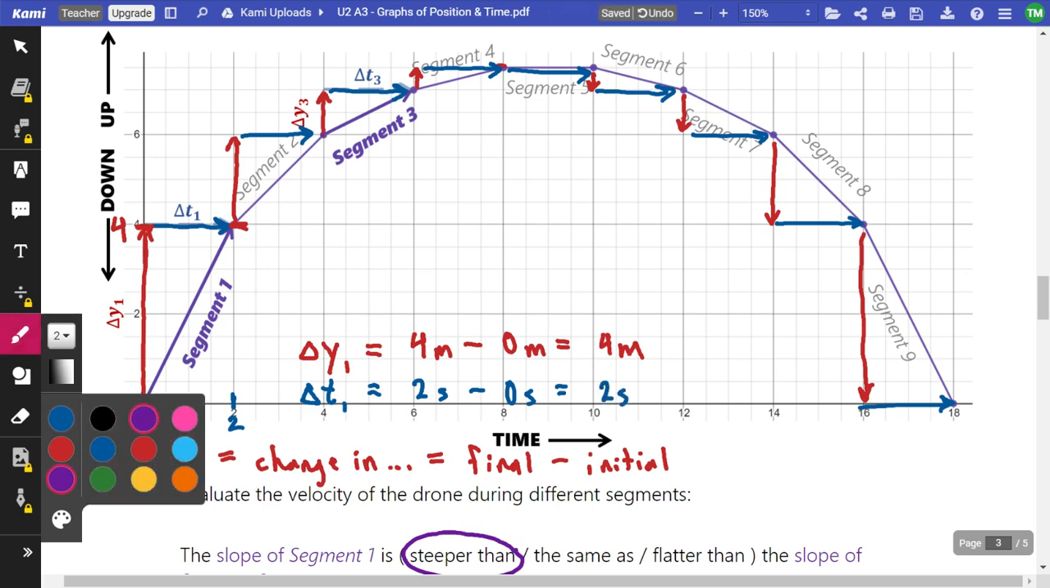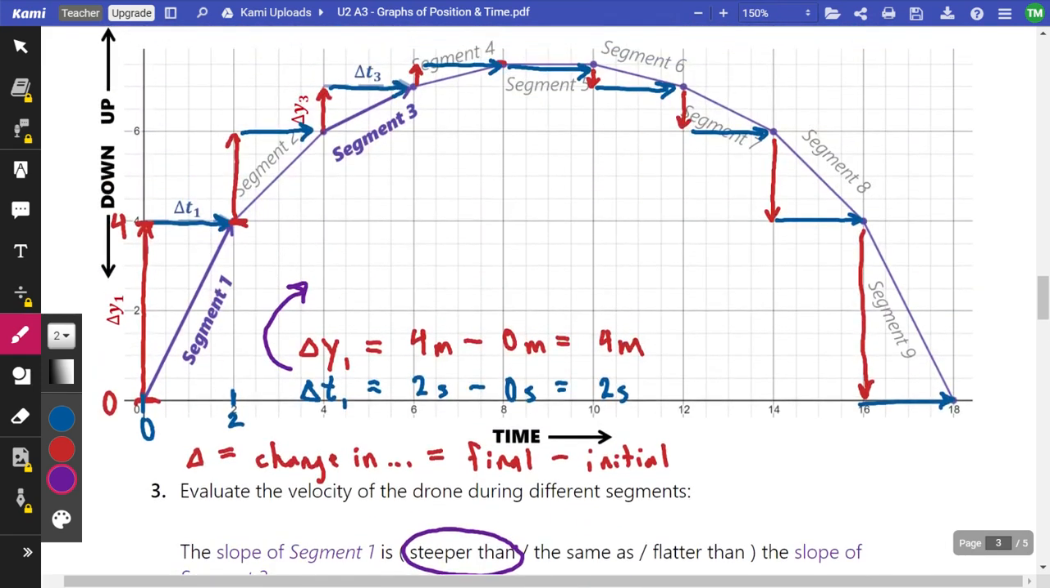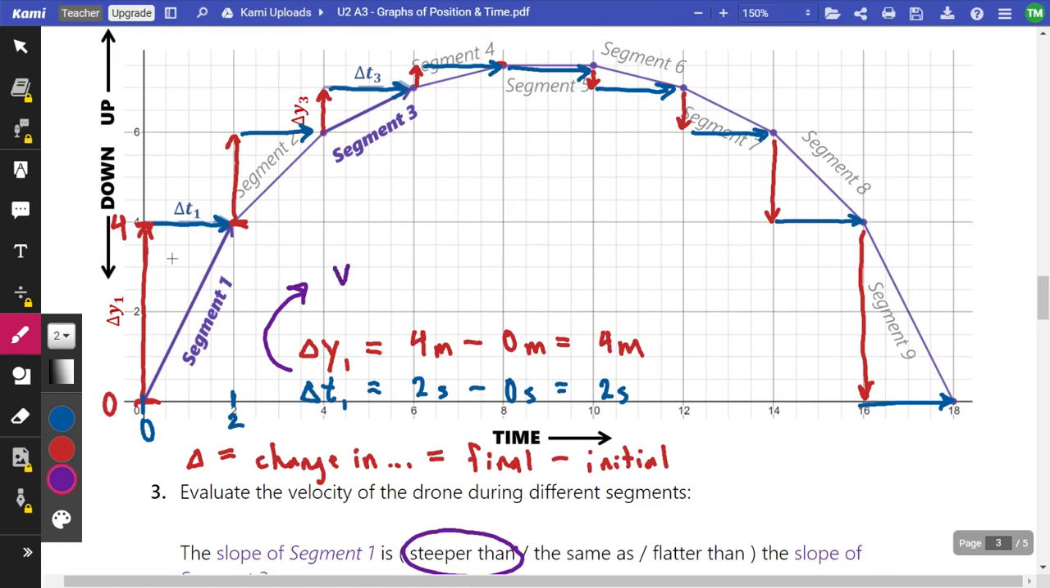Now, we can use this to calculate the speed at segment 1, or more specifically, the velocity. The velocity of this is going to be equal to our displacement, our change in y, which was 4 meters, divided by the time, which was 2 seconds. So 4 meters divided by 2 seconds is going to be 2 meters per second.